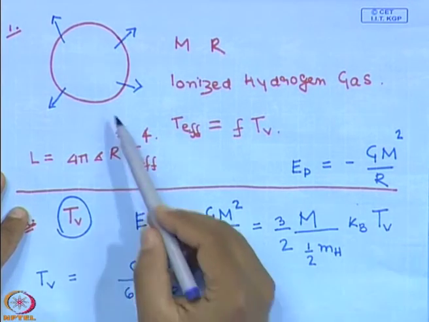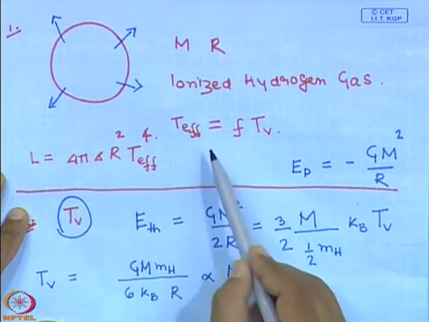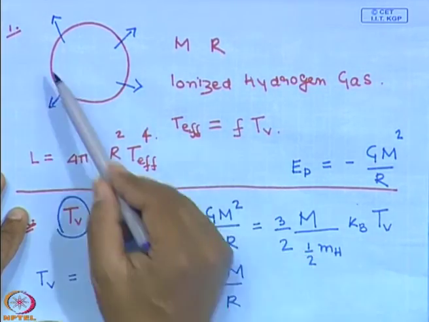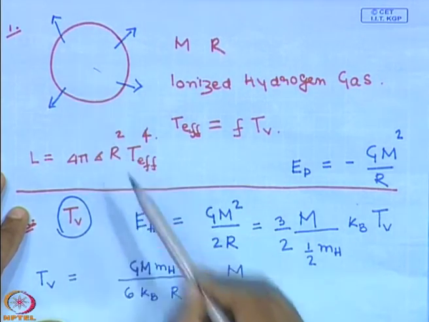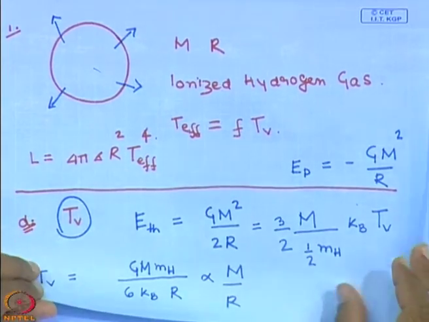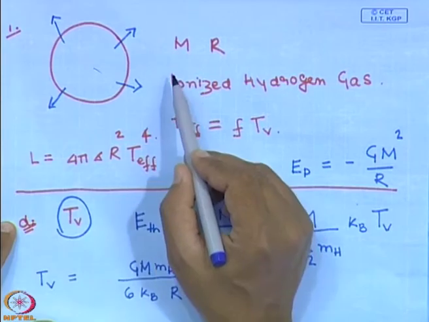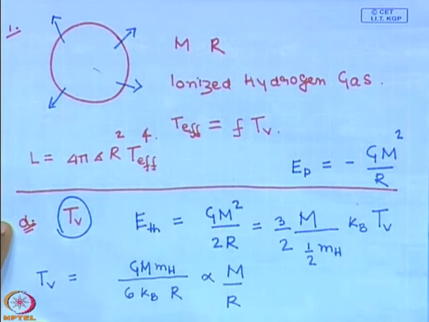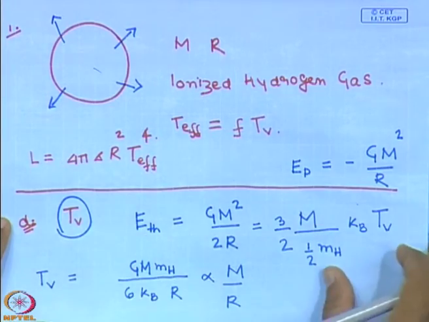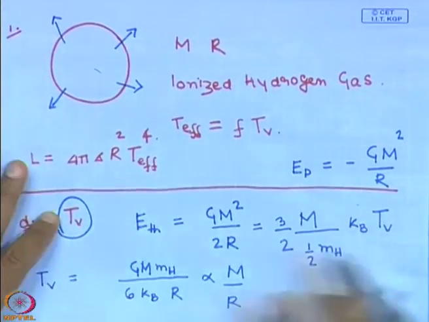In principle, if it is optically thick and the temperature is the same throughout, then it will be exactly equal to the virial temperature, but it may not be exactly optically thick. Okay. So, let us just use this and see how the luminosity depends on the mass of the object and the radius for such an object. Okay. So, the luminosity L is equal to 4 pi.